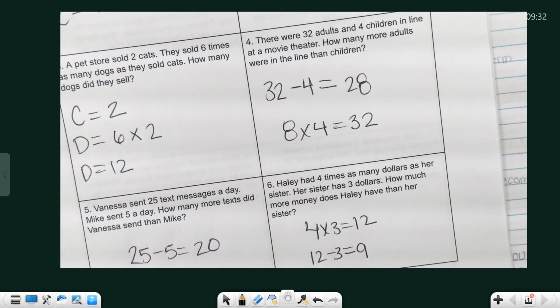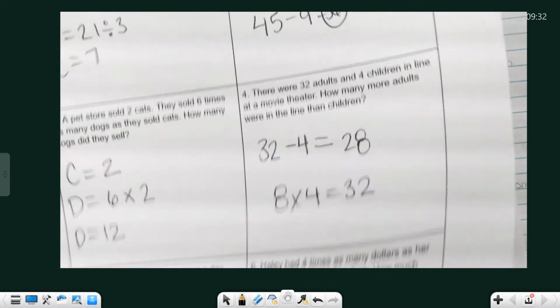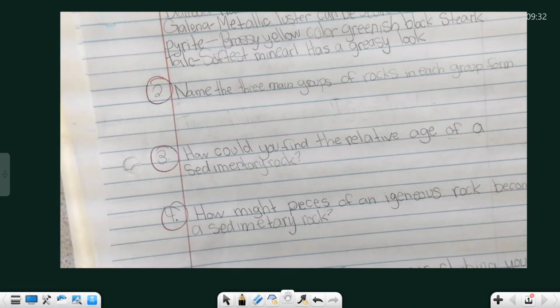Any questions about number 6? No, ma'am. You got it right? Good. Let's look at number 7. This is so easy.